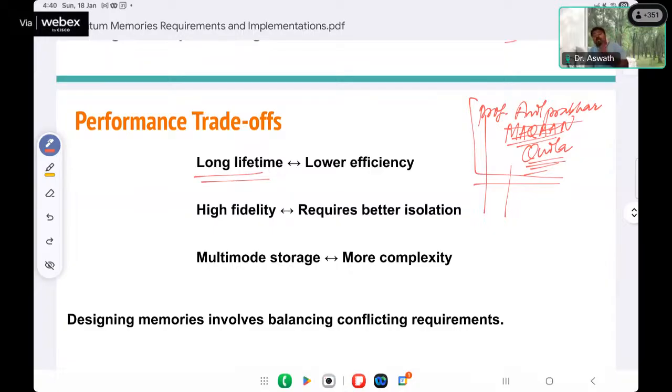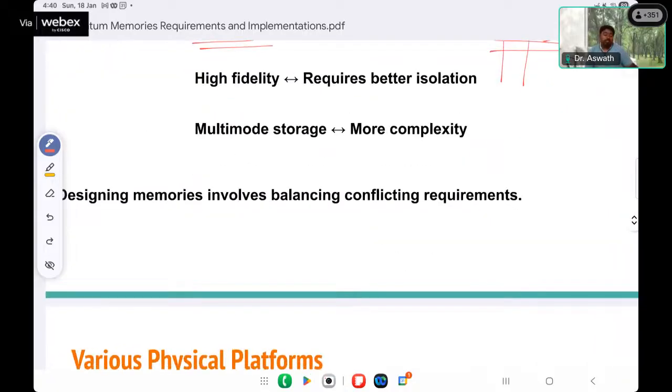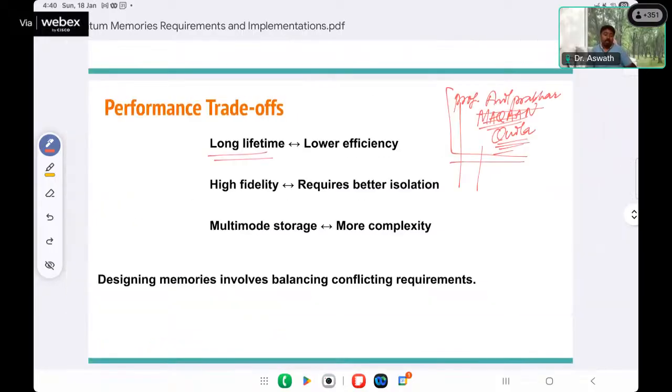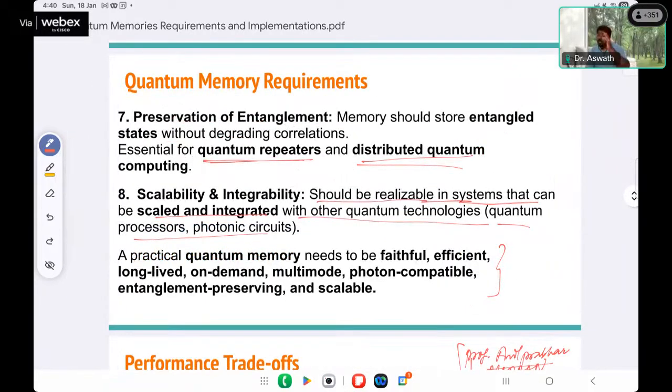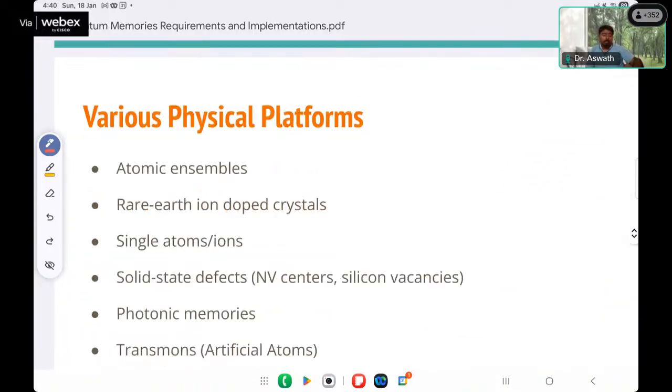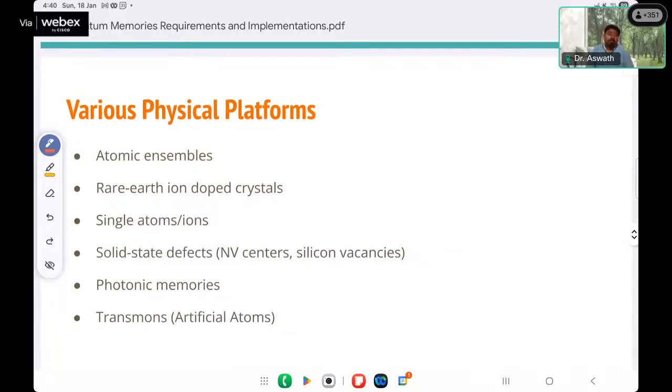So there is always a balance I have to strike between what I am capable of, what the system can offer, and how much I can do. These are the trade-offs one has to look into. So designing quantum memories involves balancing these conflicting requirements. Whatever I just told you, we can't expect all of them to be perfectly satisfied in a given quantum memory. Here and there we compromise and prioritize some other things depending on my requirement or anybody's requirement. Okay, like I said, there are various physical platforms to realize quantum memories.